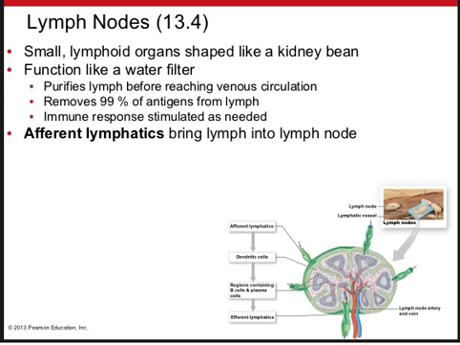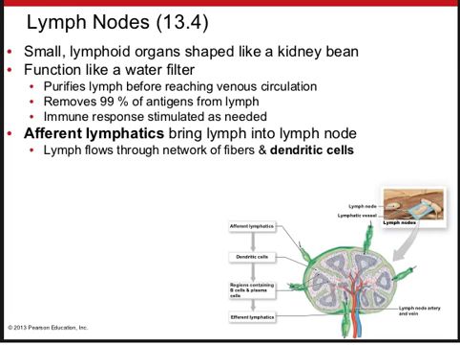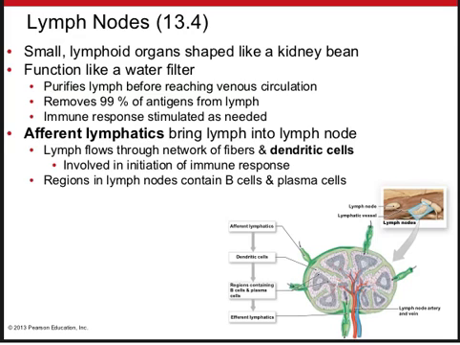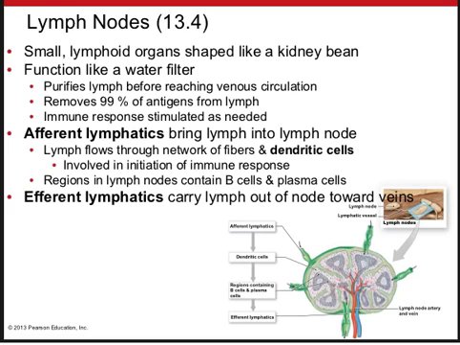Afferent lymphatics bring lymph into the lymph node. Lymph flows through a network of fibers and dendritic cells. It's involved in the initiation of the immune response. Regions in the lymph nodes contain B cells and plasma cells. The efferent lymphatics carry the lymph out towards the veins. So you can see here again that what's going on primarily is the checking of the body fluids for the presence of pathogens. And then if we encounter something for which we have a specificity, the lymphocytes will be mobilized to attack.